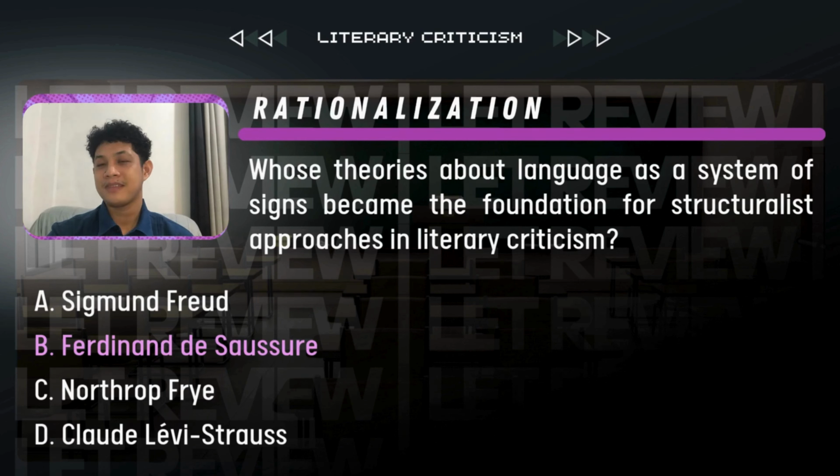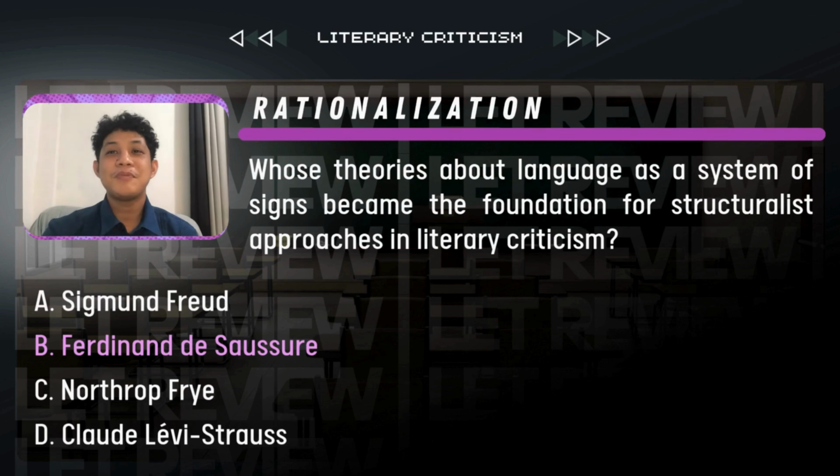And why? Saussure introduced the idea that language is a structured system composed of signs. Each sign consists of a signifier, which is the sound, image, or word, and a signified, the concept it represents. So structuralist critics apply this model to literature, analyzing how texts generate meaning through patterns and binary oppositions. On the other hand, why are the others incorrect?